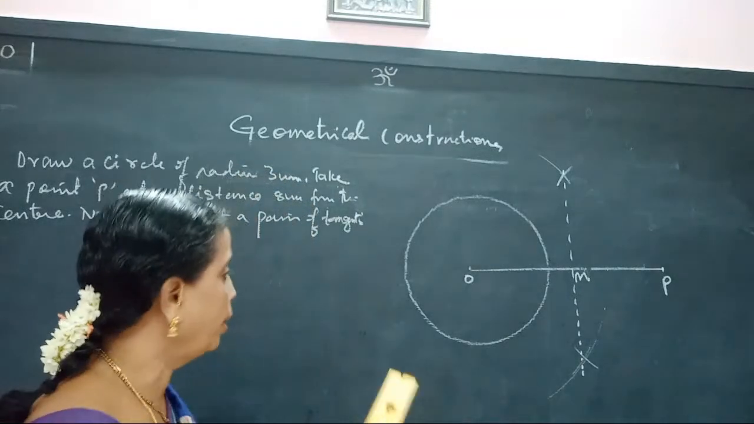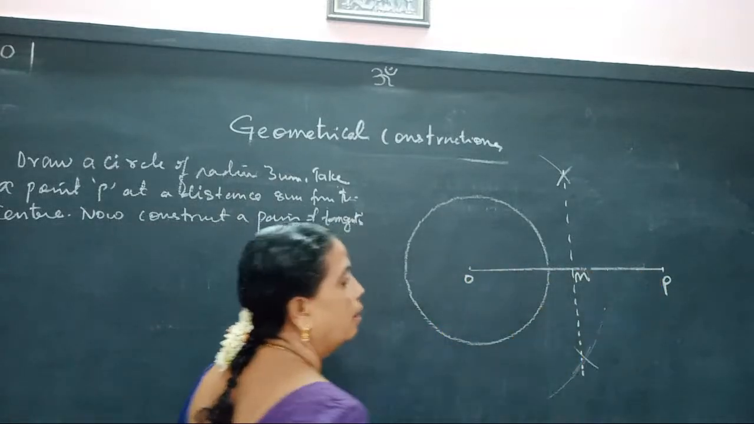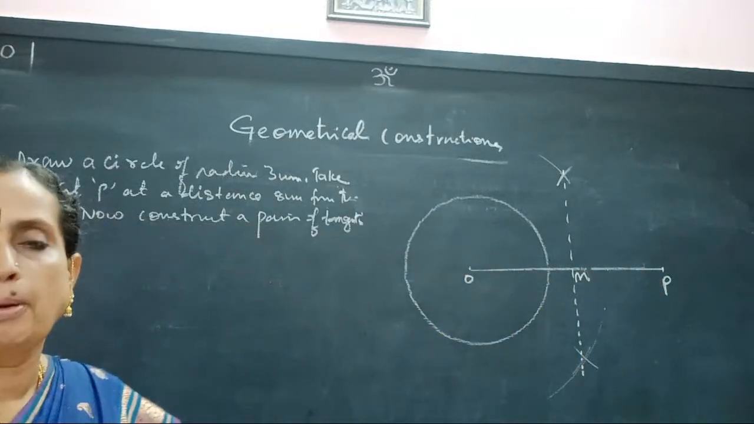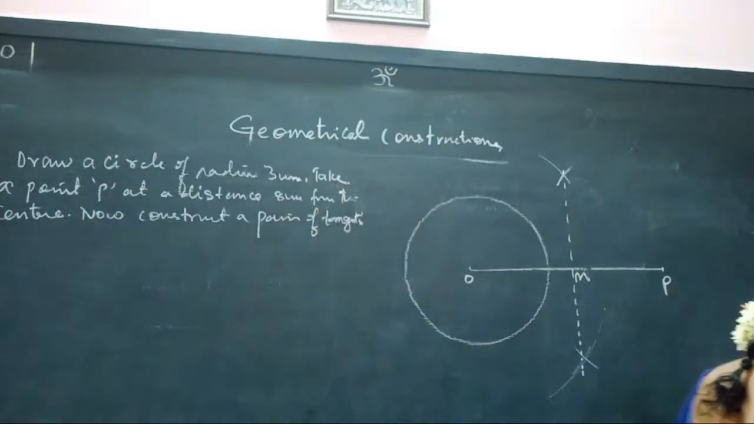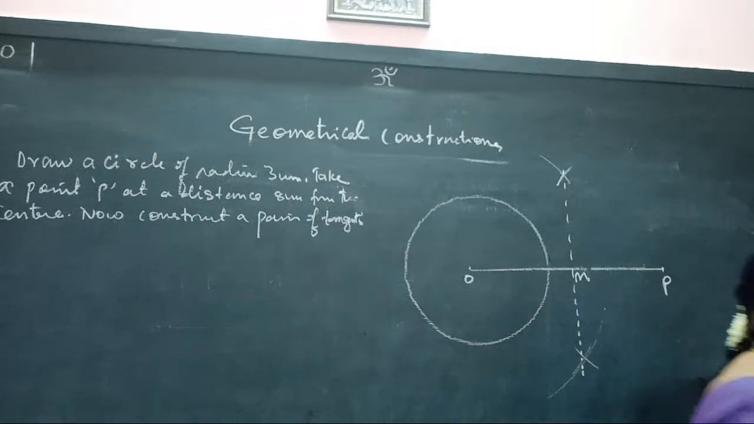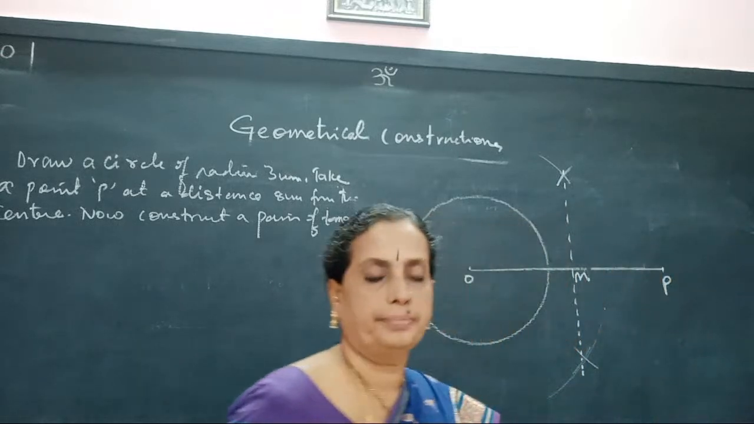So after joining O to P, we have constructed the perpendicular line. Have you all constructed? Have you all understood? Okay?